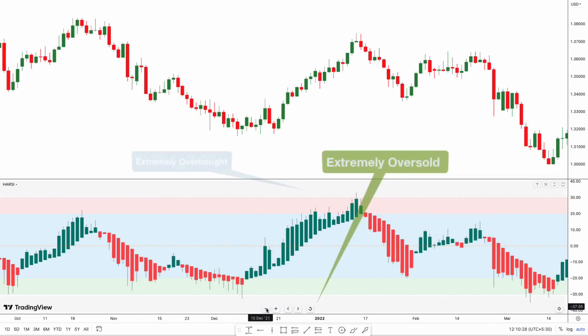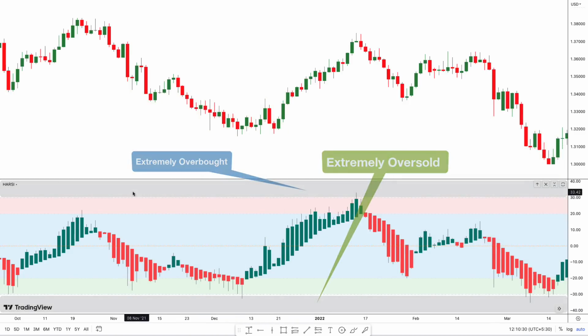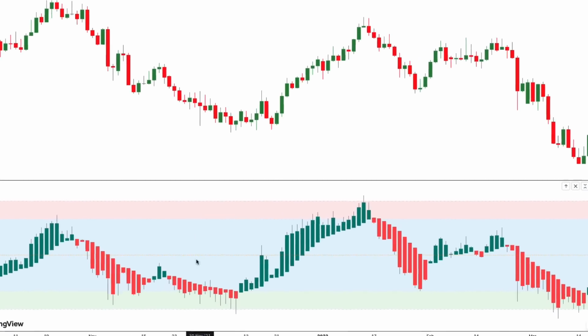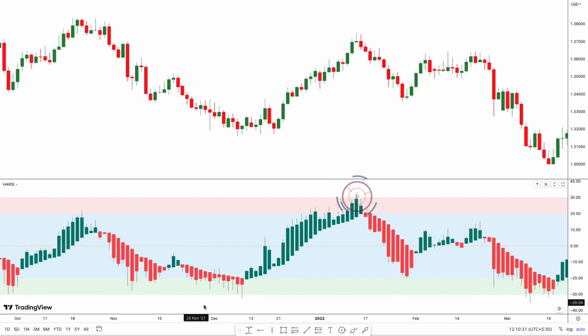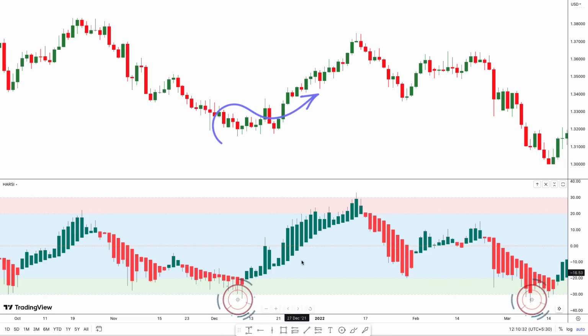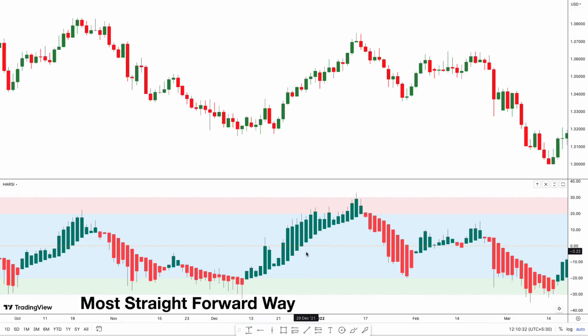There are also extreme overbought and extreme oversold levels. These are zones that indicate a stronger signal than the regular overbought and oversold zones. The extreme overbought level has a value of 30. Whenever the Heiken Ashi candlesticks reach this level, it indicates that there is a high chance of the price making a bearish reversal. Conversely, the extreme oversold zone is at the -30 level, and if the Heiken Ashi candlesticks reach this zone, it indicates that there is a high chance of a bullish reversal occurring. This is the most straightforward way of reading the indicator.